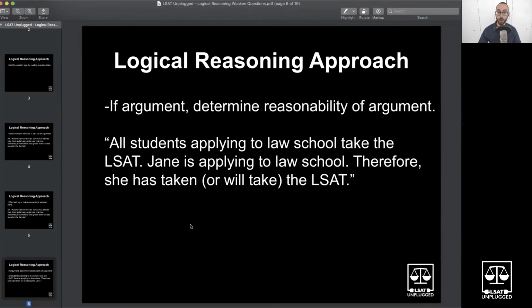She has taken or will take the LSAT. And in this argument, which you don't really see on the LSAT, it's airtight. So this is 100% reasonable. But actual LSAT arguments, like, for example, weaken questions, which we'll cover tonight, there are always gaps. There is some space in between, so it's possible to problematize the argument in the stimulus.